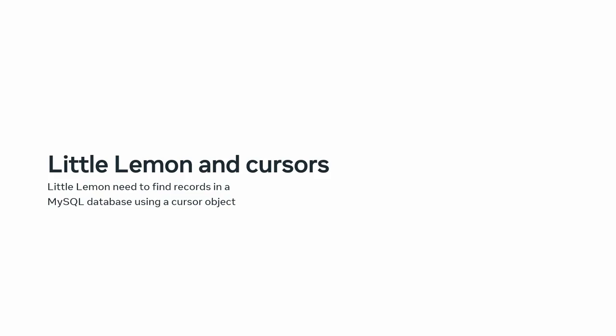The MySQL database can use a cursor object to point to the records that Little Lemon needs. This cursor helps the Python client locate the required data. This example offers a good understanding of what database engineers mean by the term cursors. A cursor is a pointer that directs the Python client to the results of your SQL query within the MySQL database. The cursor indicates the location of the queried data by identifying specific rows or records.